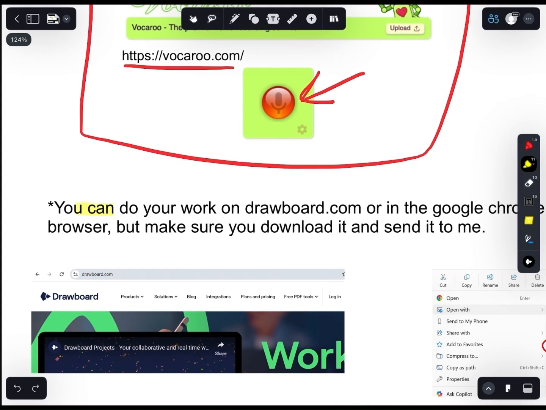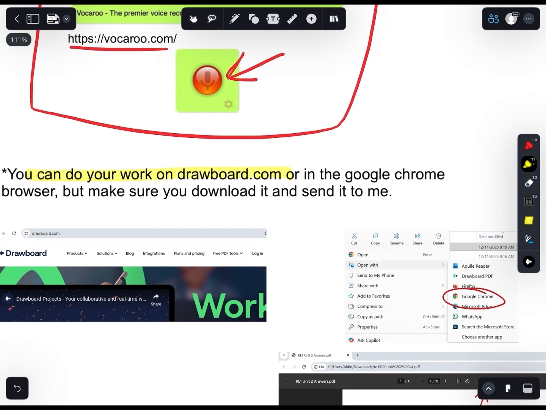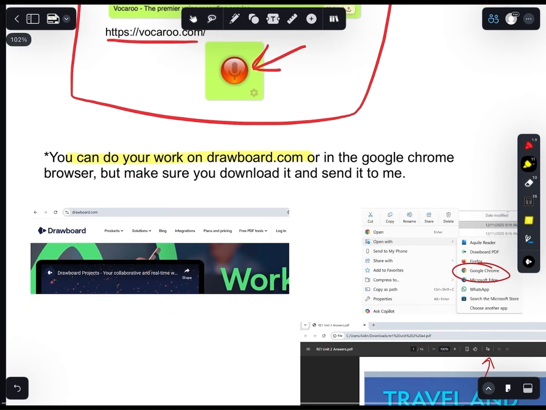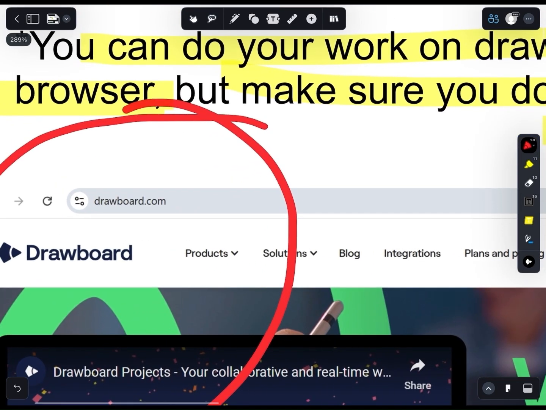Also, you can do your work on drawboard.com. This is the app I'm using right now, or you can actually do it in the Google Chrome browser. This is a new thing. This is really great. But make sure you download it and send it to me. So, first thing, we have Drawboard. If you go to drawboard.com, you can actually use your account to access this file.